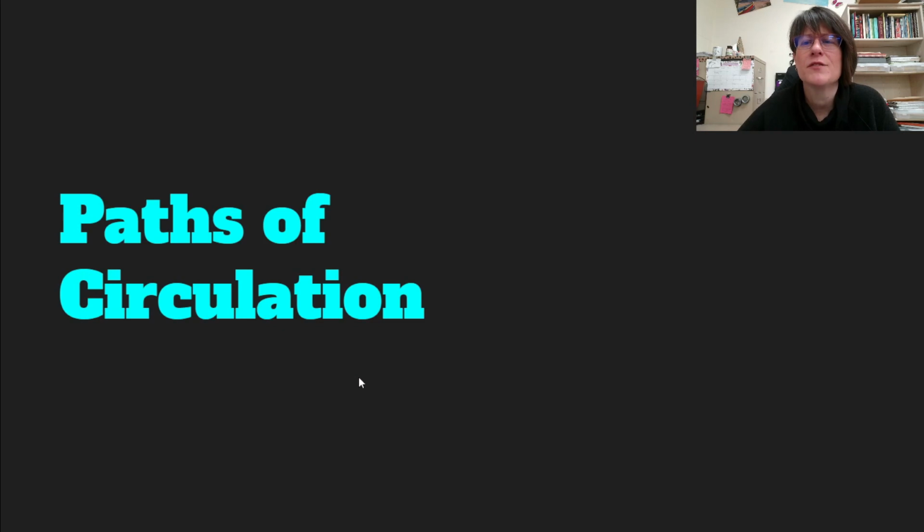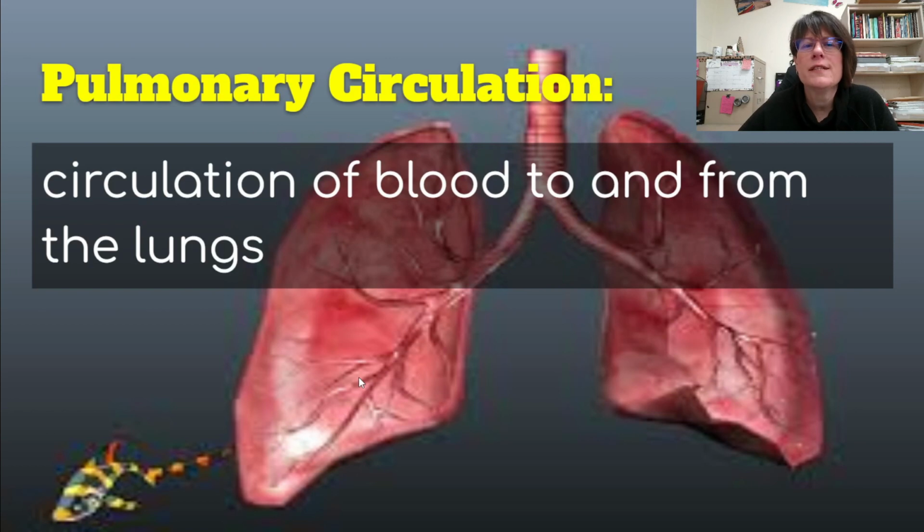So the paths of circulation, there are different kinds of routes in your body. You can think of your circulatory system as highways and roads and everything. So there are different routes the blood can take. One is the pulmonary circulation. This is circulation of blood to and from the lungs. Remember I said in a previous video, I believe it was the last video, pulmonary always means lung.